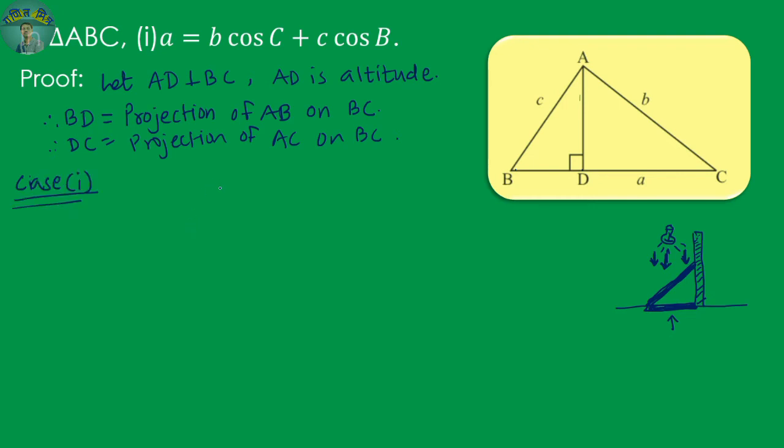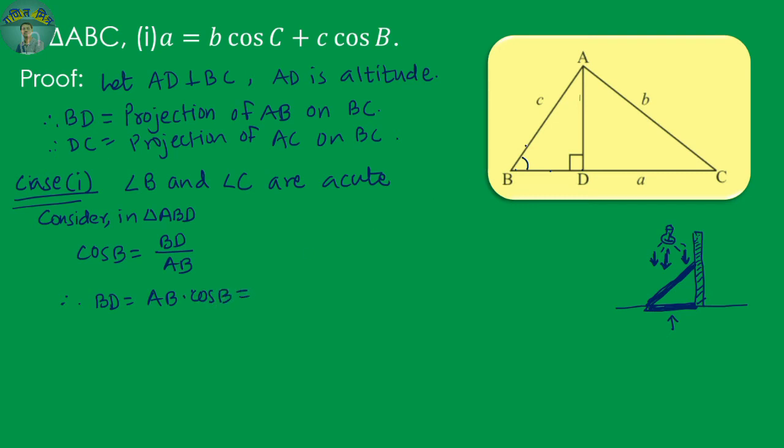The case 1, where angle B and angle C are acute. Actually, these 3 cases are on angle B. Angle B is acute, or angle B is obtuse, or angle B is right angle. Okay, now consider triangle ABD. What is the value of cos B? See, ABD. What is the value of cos B? It is adjacent upon hypotenuse, so it is BD upon AB, or you can say BD is equal to AB cos B.